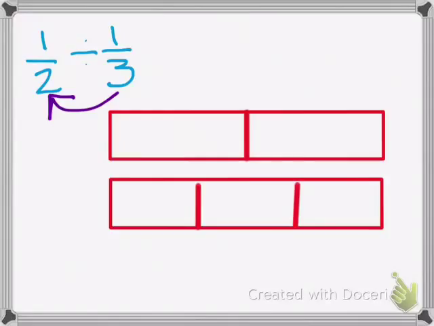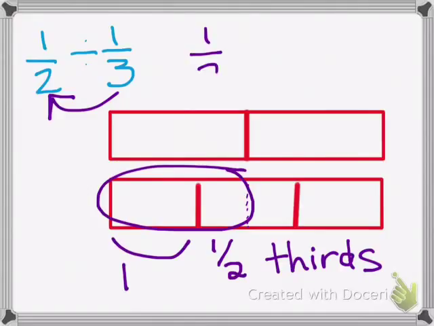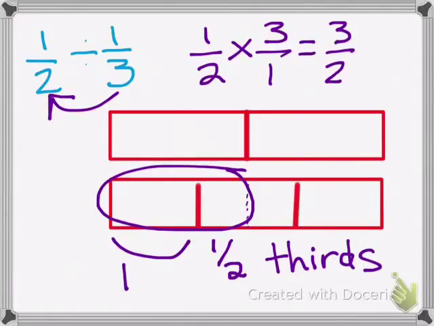So here is a half drawn on my thirds. And what you can see is that 1 whole third and a half of a third create 1/2. So now we're saying that 1.5 thirds can make a half. And when we use the traditional algorithm for this, we stay, change, flip, multiply across, and we get 3 halves, or 1 1/2.